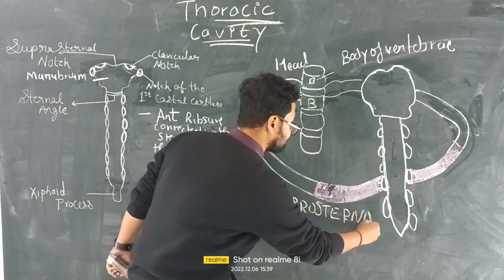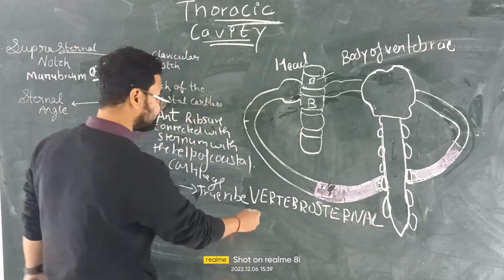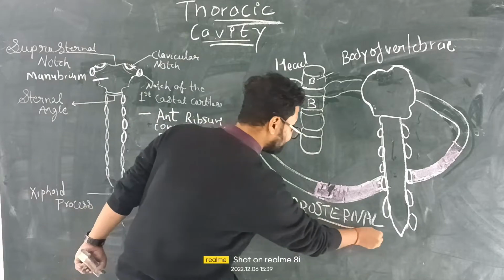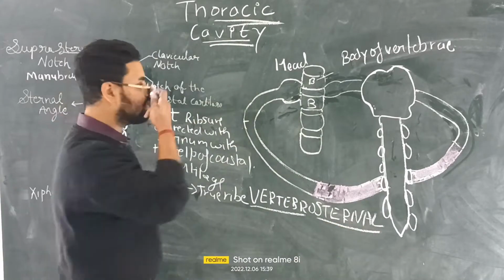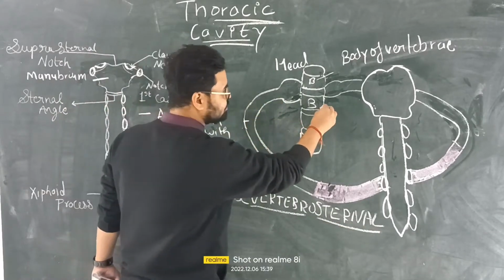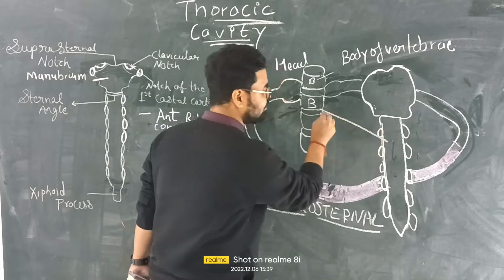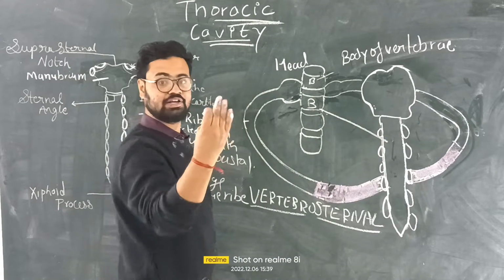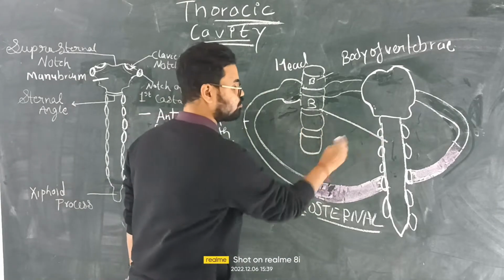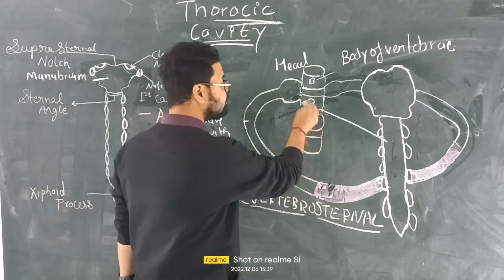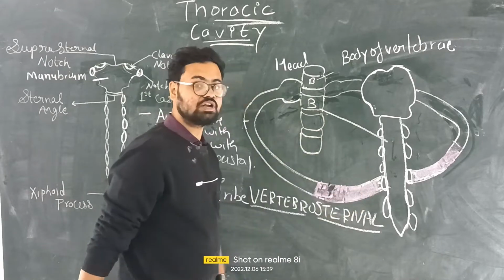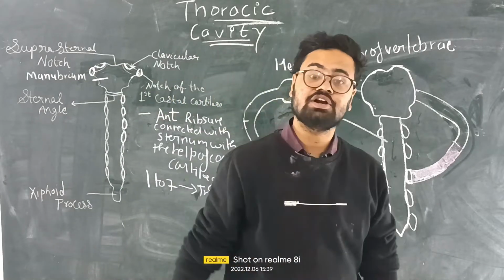Vertebrosternal rib, because it is directly connected with the sternum. This is the vertebra and this is the sternum. This is the anteroposterior diameter. So these ribs are called vertebrosternal ribs.